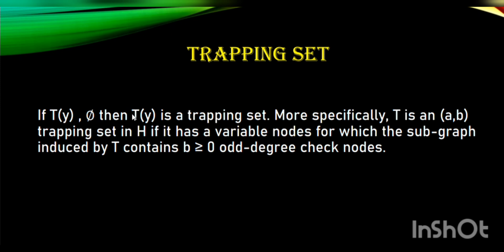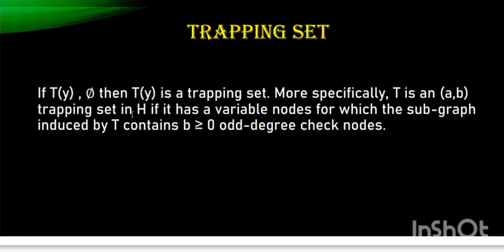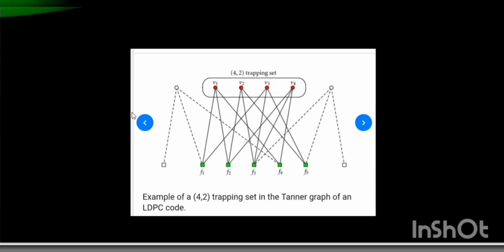More specifically, T is an (a, b) trapping set if it has a variable nodes for which the subgraph induced by T contains b more than 0 odd-degree check nodes. For example, in this shape, V1, V2, V3, and V4 is a trapping set.